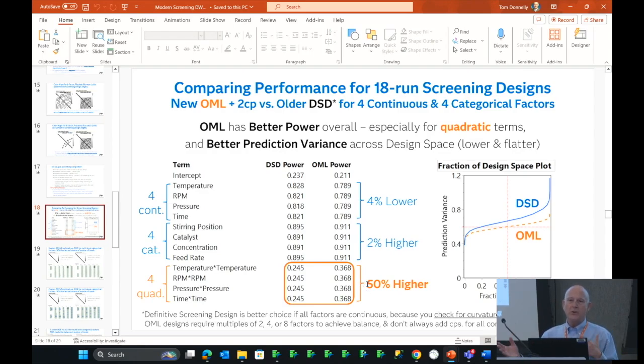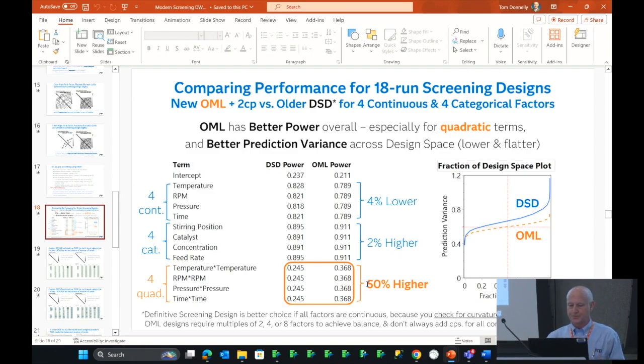So when would you use a definitive screening design? If everything's continuous. Definitive screening is a better choice if all the factors are continuous, because you check for curvature in all factors. These orthogonal mixed level designs require multiples of 2, 4, or 8 factors to achieve balance, and they don't always add the center points for all the continuous factors. So just pointing out, it's a brand new design, I guess they probably published it last year, but all of these are special cases where you can do a little bit better if you know this design is available.